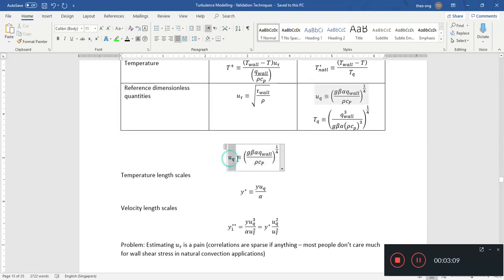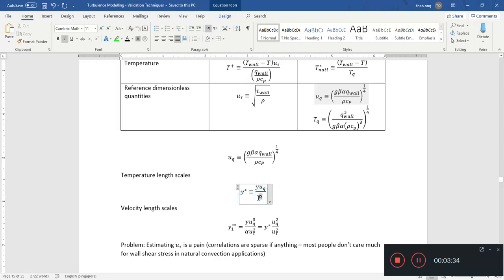All right, uq equals g beta alpha q_wall over rho cp. It turns out that if you get your Nusselt numbers, or your wall convection heat transfer coefficients, you can calculate q_wall and plug it in to theoretically get this y star value. Now that's fine. You should know your alpha as well, so that's fine.